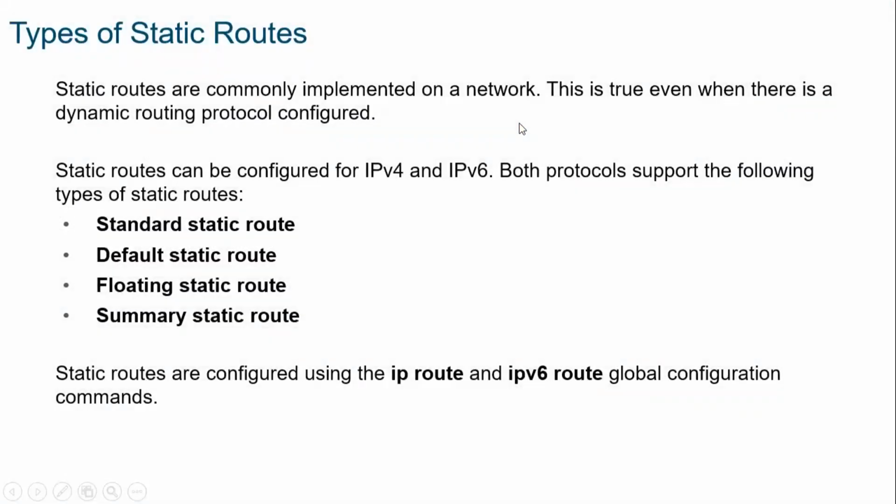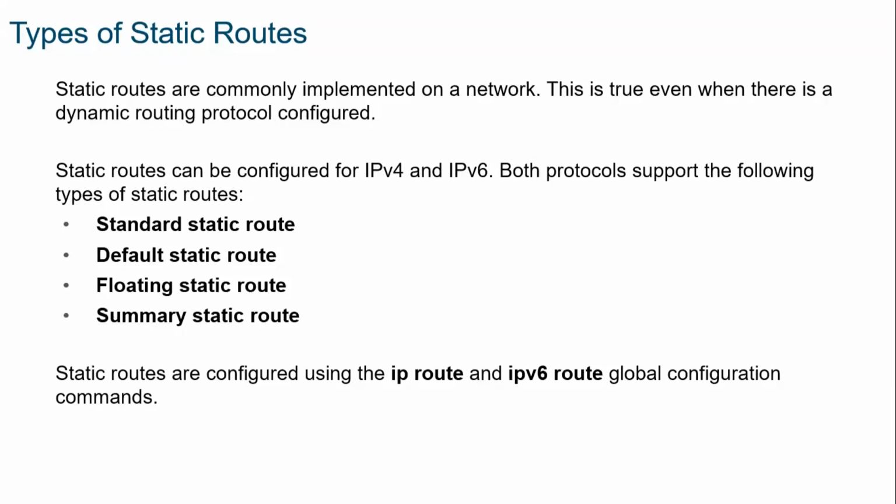So static routes are commonly implemented on a network. This is true even when there is a dynamic routing protocol configured. That means they coexist. It doesn't mean that a network topology would only have dynamic routing or only have static routing. They can have both within the same topology. Static routes can be configured for IP version 4 and IP version 6, which we are going to look at today. And both protocols support the following types of static routes: the standard static route, the default static route, the floating static route, and the summary static route.